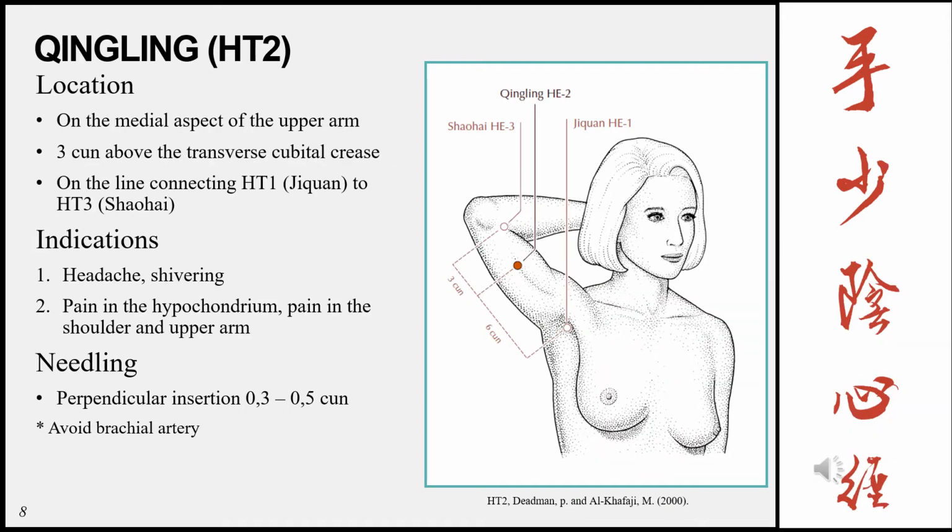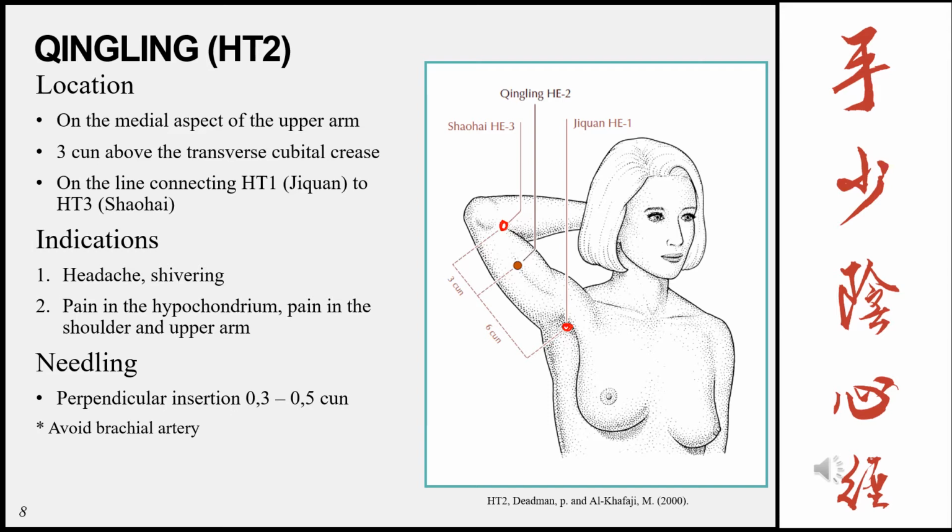The next point is QINGLING, heart 2. This point is on the medial aspect of the upper arm, 3 tsun above the transverse cubital crease, on the line connecting heart 1 to heart 3. So how you locate this point is you first locate heart 1 in the axilla, then you will locate heart 3 over here. We'll learn about how exactly to locate heart 3 in the next slide.